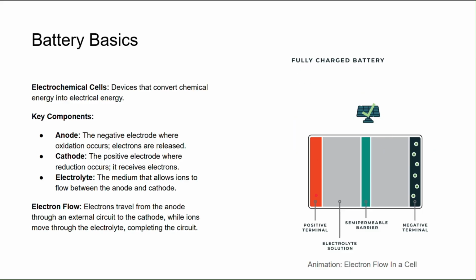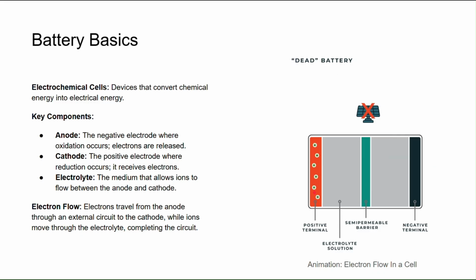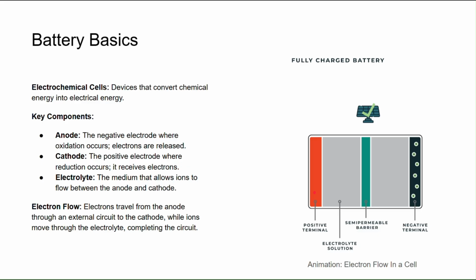On the other hand, we have the cathode, which is the positive electrode. This is where reduction takes place. The cathode receives the electrons flowing from the anode through the external circuit. It's made up of a material that can accept those electrons during the chemical reaction.